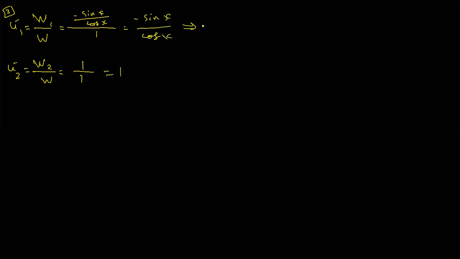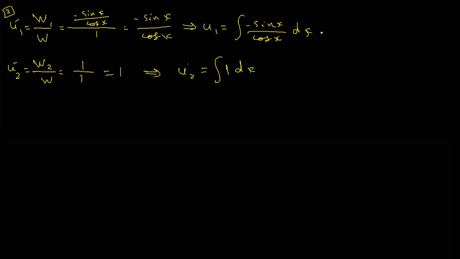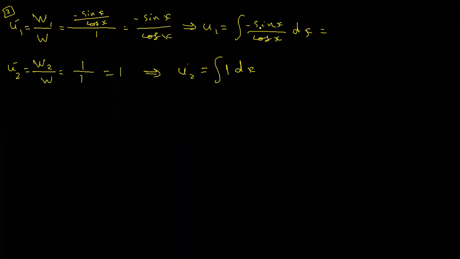From this, I can say that u1 equals the integral of negative sine x over cosine x dx. And from this, I can say that my u2, without prime, equals the integral of 1 dx. Did you get the idea? Here the derivatives and here the integral. Can anyone of you remember the integral of negative sine over cosine? Ln cosine, great. It is ln of the absolute value of cosine x.